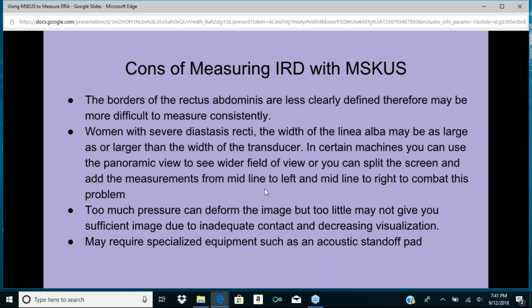If you apply too much pressure, you can deform the image, but too little may not give you sufficient image due to inadequate contact and decreased visualization. In some cases, it may require specialized equipment such as an acoustic standoff pad, which I've never used, so I'm not really sure too much about it. Maybe later on, Mohini can explain that.